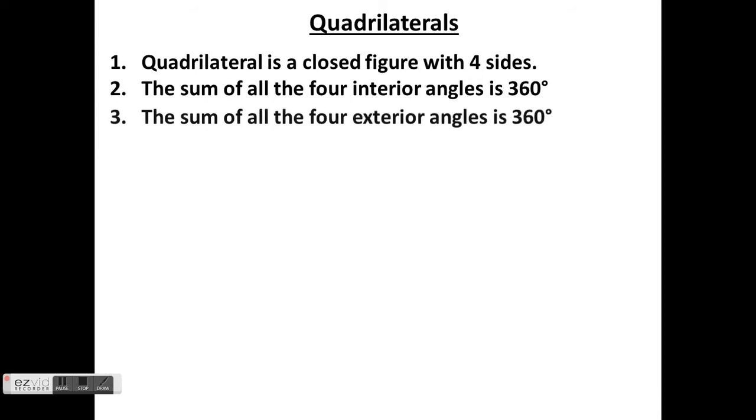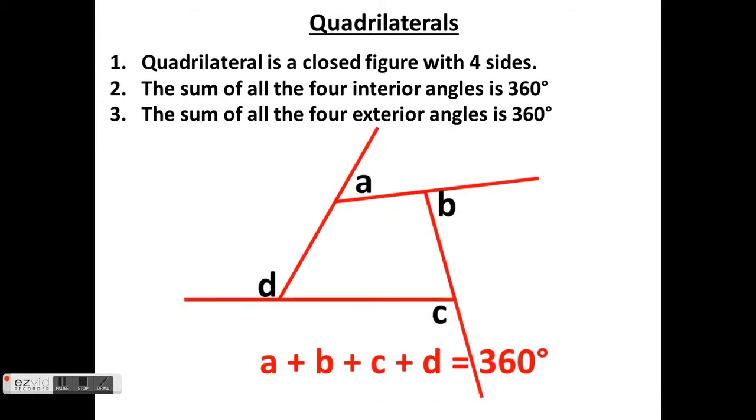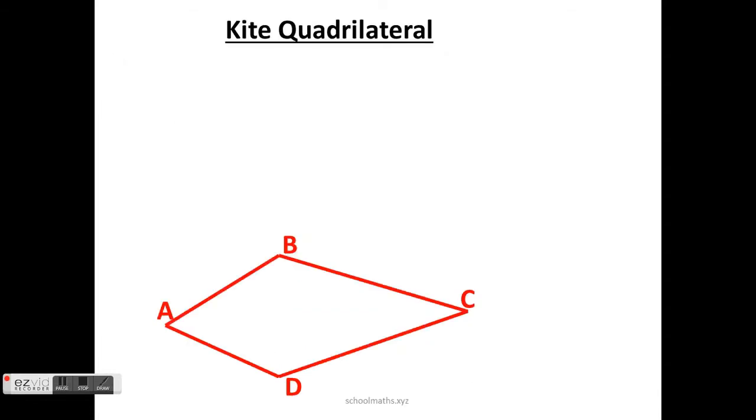Now next property, the sum of all the 4 exterior angles is 360. See how to make exterior angles. You have to produce the sides in order. So you will get 4 exterior angles. They are called small letter a, b, c, d. Here the sum of all the 4 angles is 360. That is all about quadrilateral.